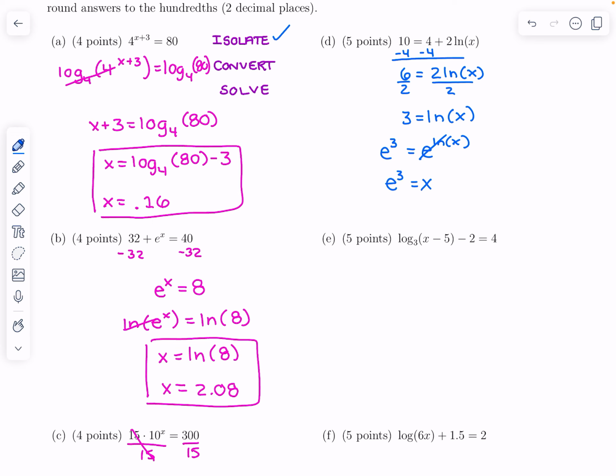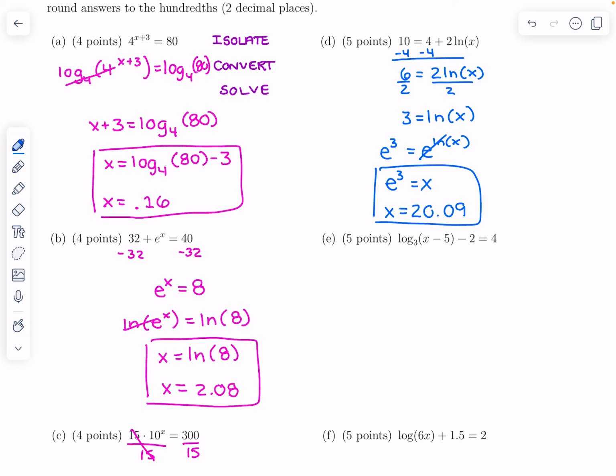And to find the decimal answer, I'm going to grab my calculator, round to 2 decimal places. E cubed is about 20.09. There's my exact and rounded answer. We isolated, we converted to an exponential using base e, and then we solved for x by itself by grabbing our calculator. We're going to do the same thing with the one below that.